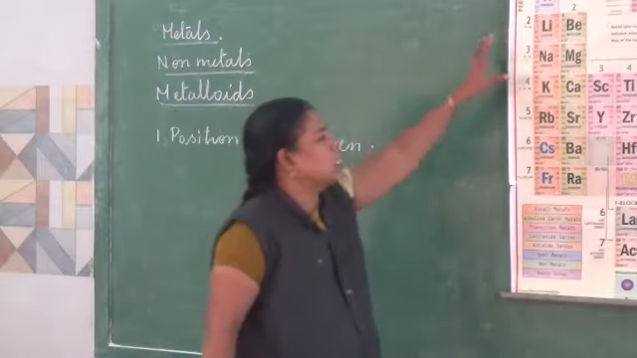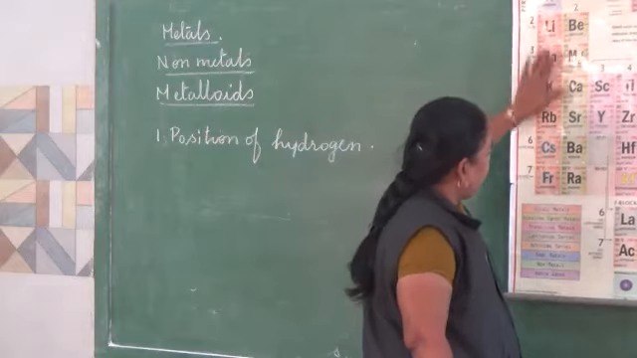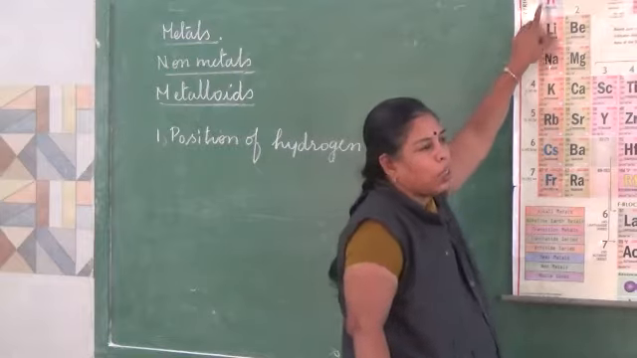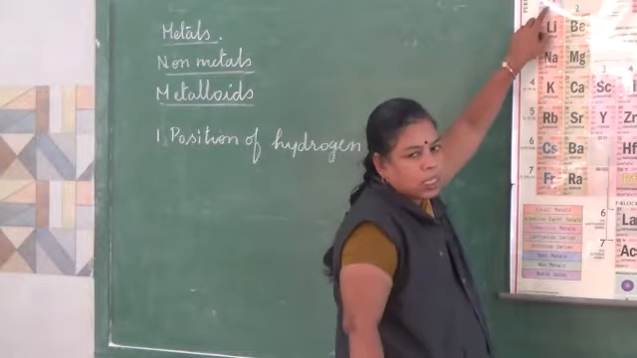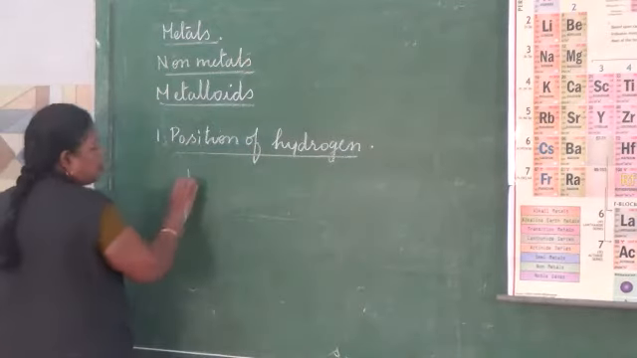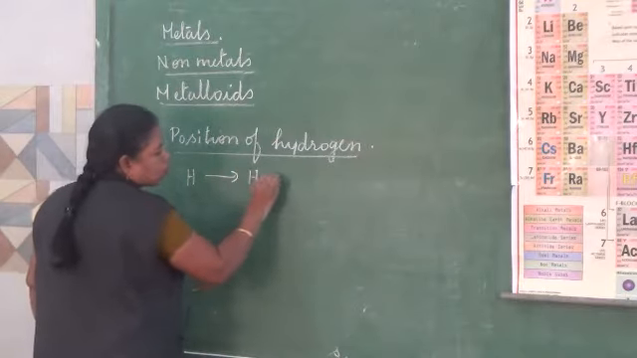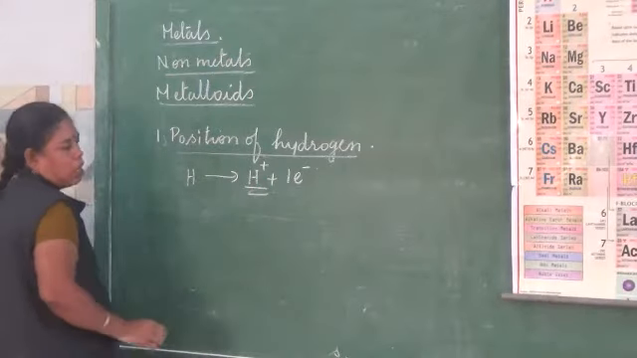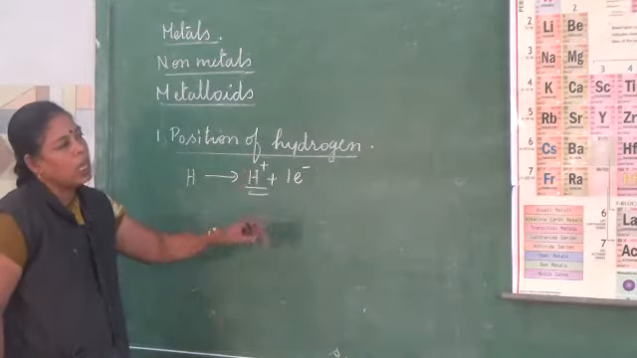Though hydrogen is a gas, it is placed along with the metals. Why is it placed with the metals? Like the alkali metals, hydrogen is capable of losing one electron. Metals are capable of losing one or two electrons. When hydrogen loses one electron, it forms the hydrogen ion. So, hydrogen is capable of losing one electron to form a hydrogen ion, like metals.